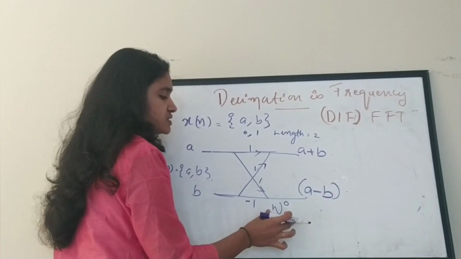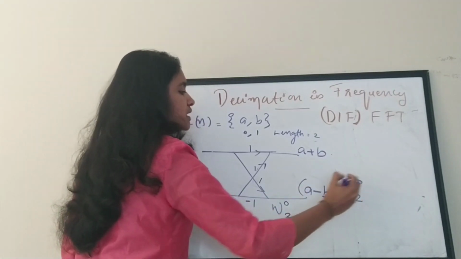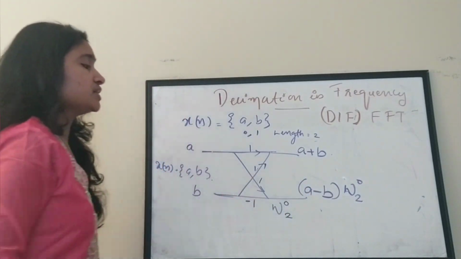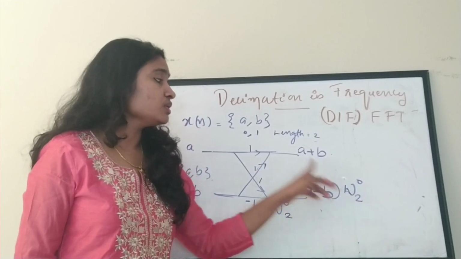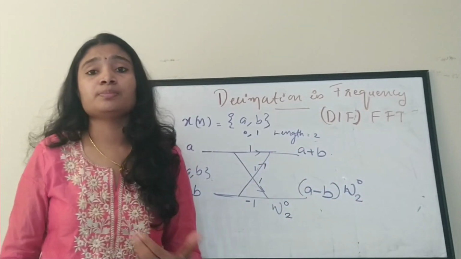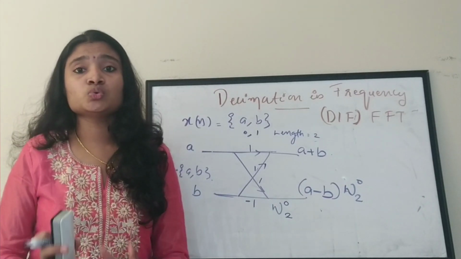Since the 12 factor is on the output side, you have to multiply it with the a minus b, and it is outside the bracket. So here it is a minus b into w 2 raised to 0, and for the upper branch the output is a plus b. So this is a very basic butterfly for a 2-length input.